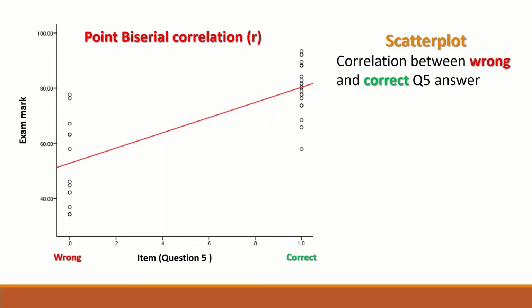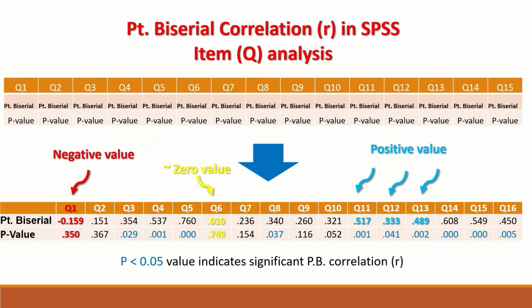So this question 5, from this scatter plot, can be considered a really good question. It can discriminate between the high performing students and low performing students. The next slide shows item analysis using the point biserial correlation coefficient, either in SPSS or in another software package called Excel.